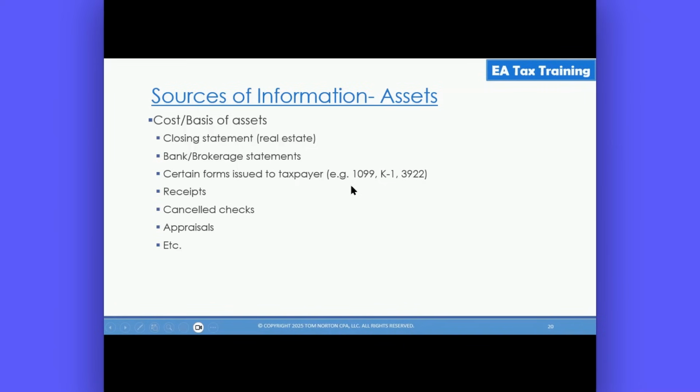Again, 1099s can help with this. K1s again. And then there's this form 3922 that they might have if they had stock options from an employer. Again, there could be receipts when they purchased an asset or canceled checks. There can be appraisals of various types of assets and other information to give you information about those various types of assets.